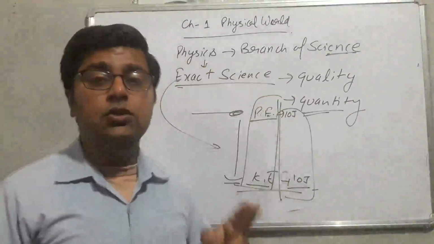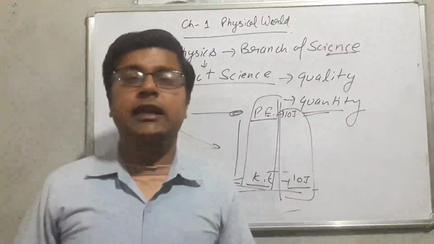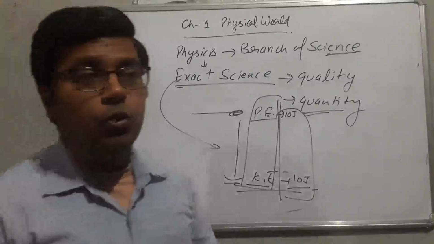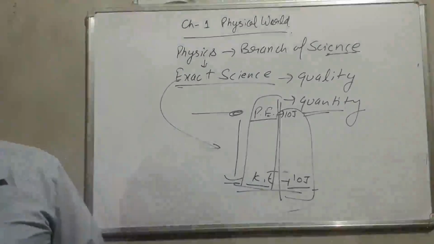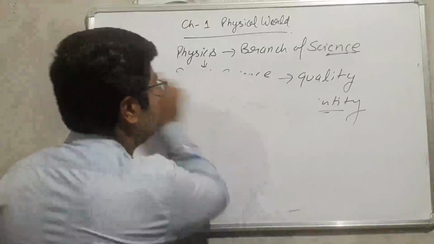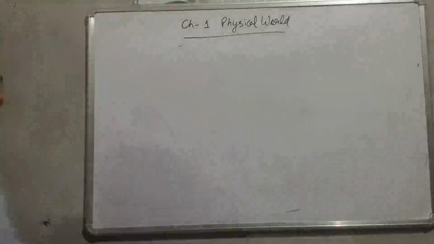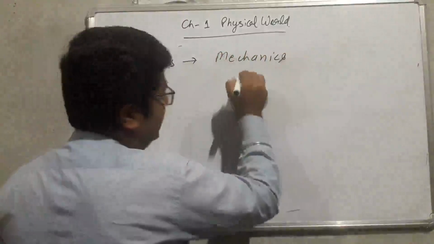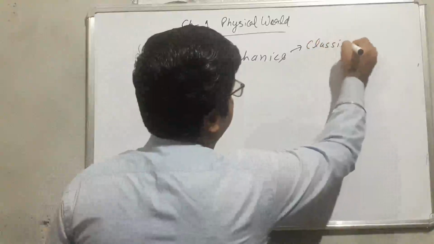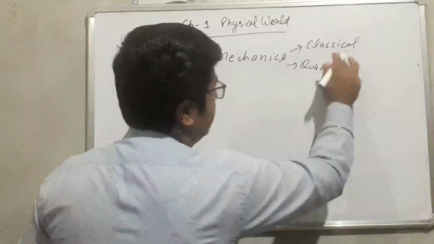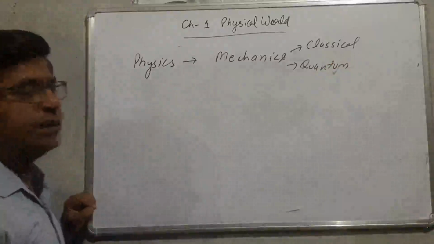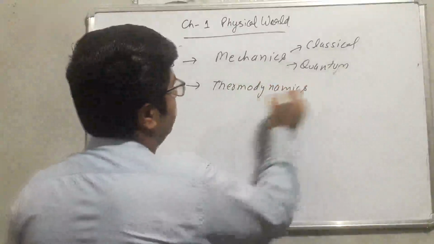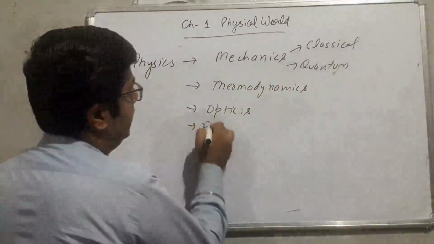So what is physics? It is a branch of science where we are studying about nature and natural phenomena. Now, because physics is a very broad subject, we divide it into a few parts. We have several parts of physics. The first is mechanics. It can be further divided into classical and quantum. I am just giving you an overview. I am not explaining all the branches of physics. I am just telling you that we have a few branches like thermodynamics, optics, electromagnetism, and so many more.